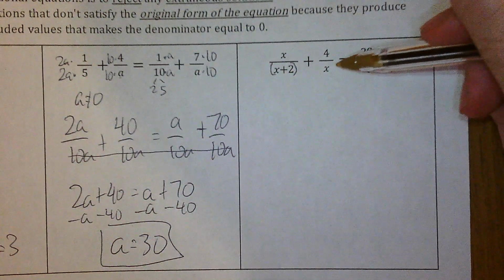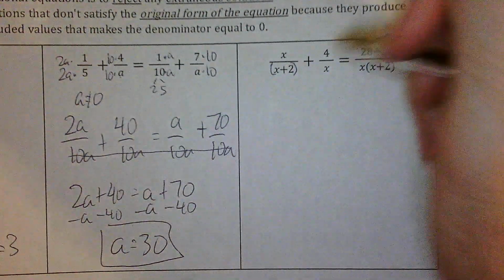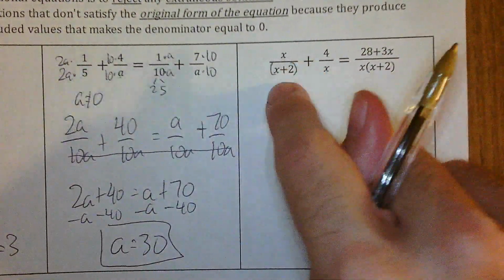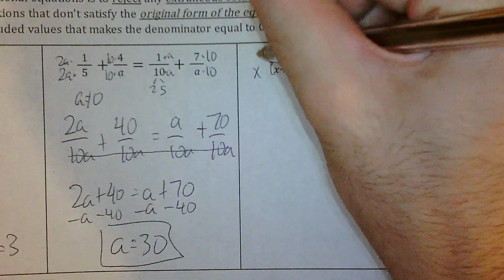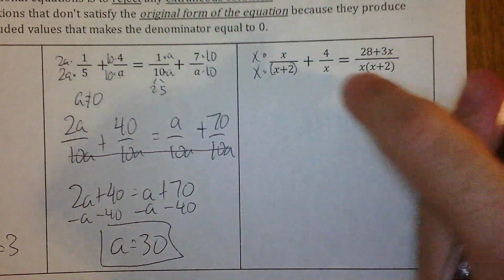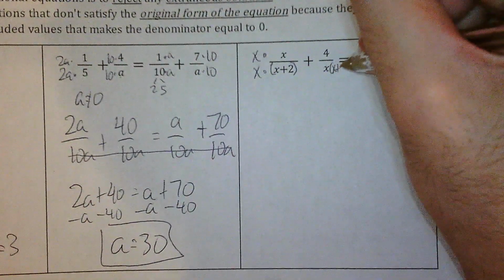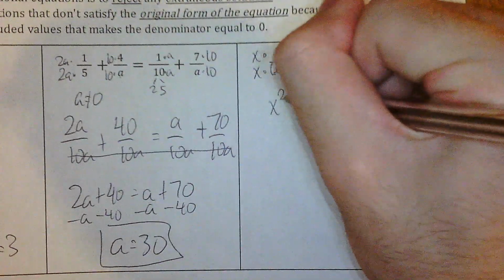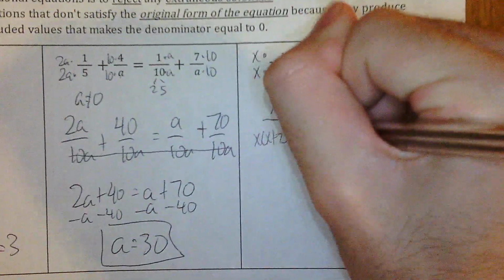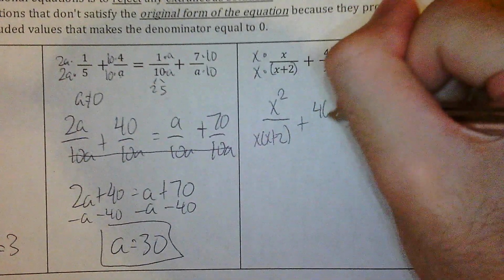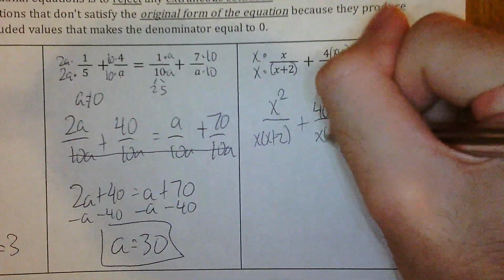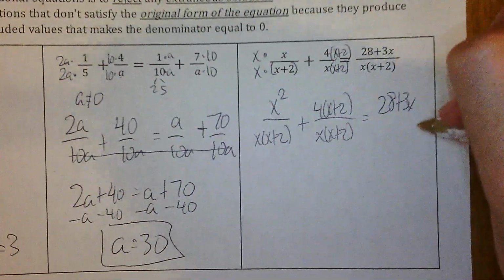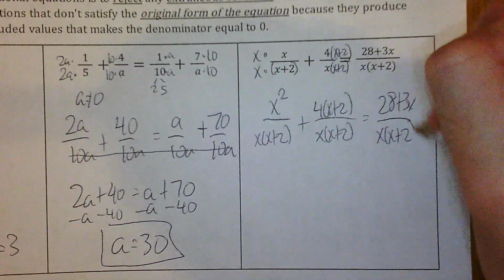So since we can't add, to make everything have the same denominator, I'm going to multiply by what each one lacks. This one has x and x plus 2. This has x plus 2. It doesn't have an x on its own. This has x. It does not have x plus 2. So our new fractions are x squared, 4 times x plus 2, and then I didn't change this, 28 plus 3x over x times x plus 2.